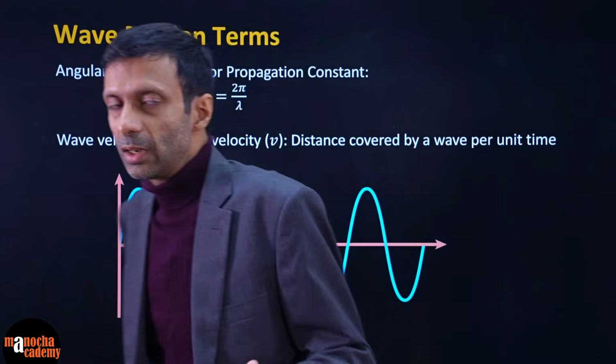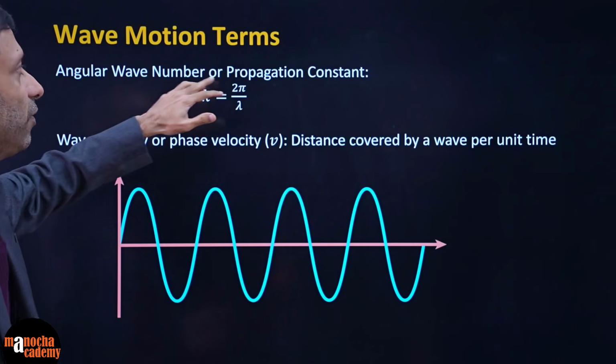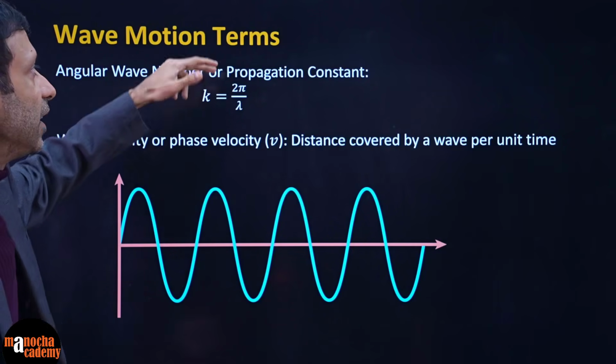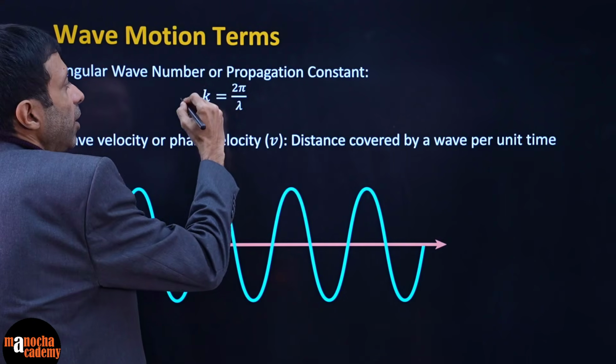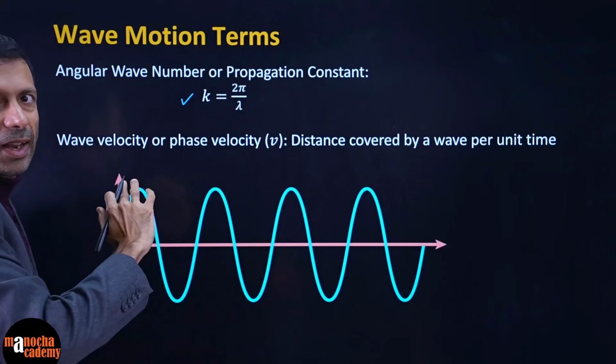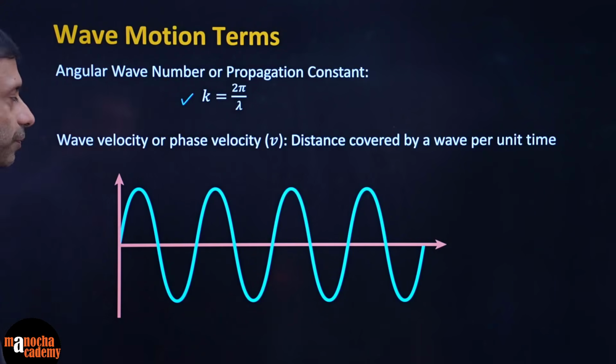Now there's one more important term over here, the angular wave number, which we used to call k, is 2 pi by lambda. It's also known as the propagation constant, very important. This k is 2 pi by lambda and we'll be using it in the equations.